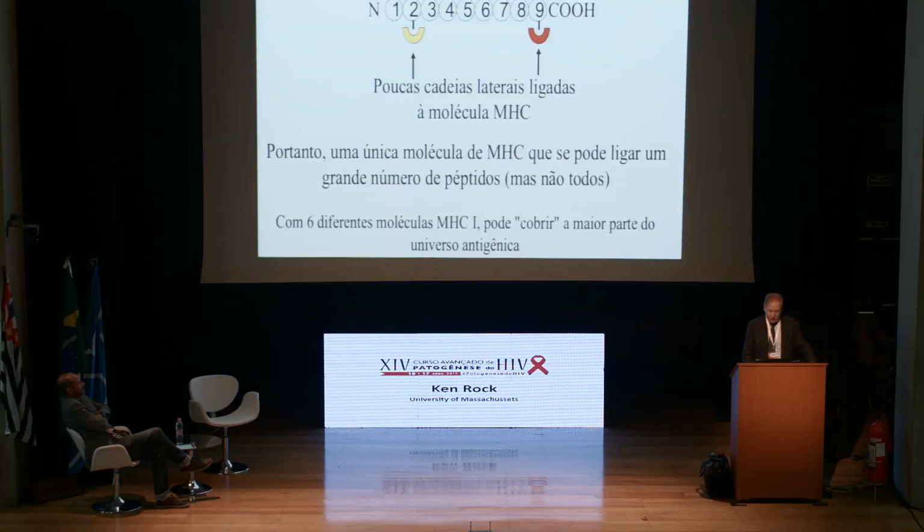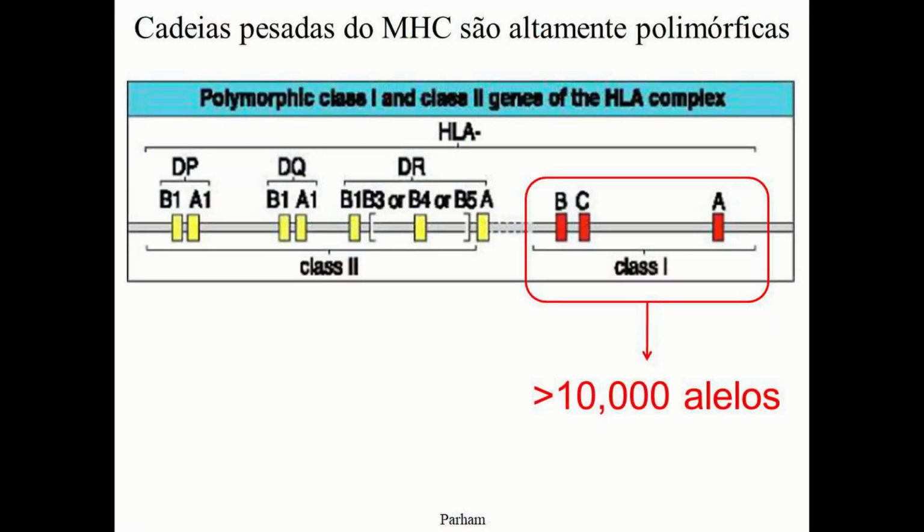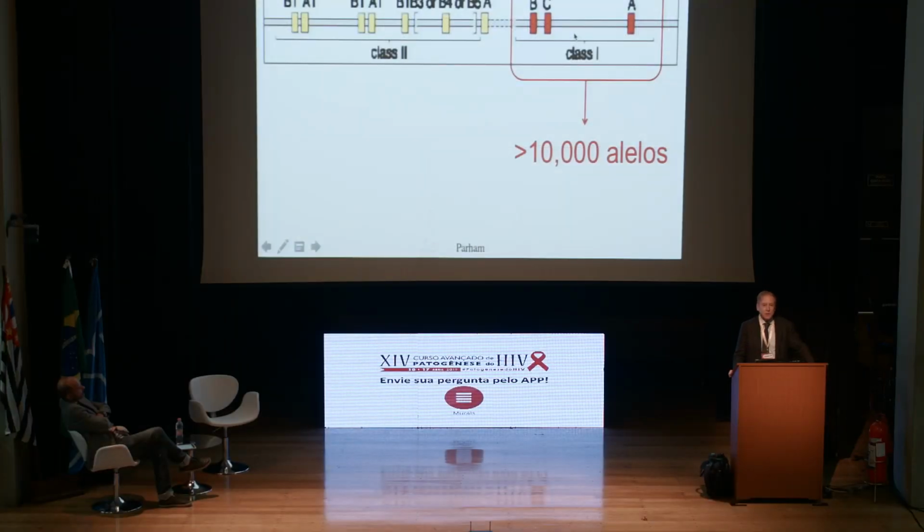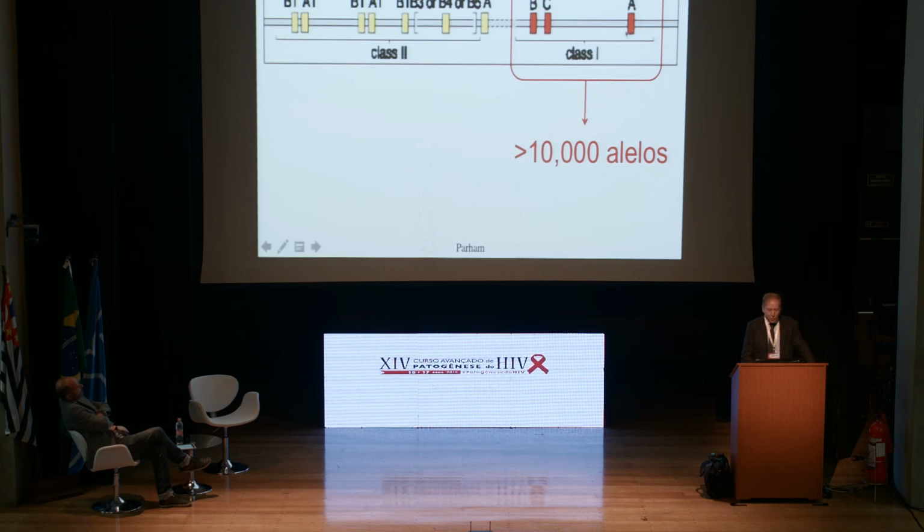Okay. Now, these MHC Class I molecules, the HLA-A, B, and C, are the most polymorphic genes in our species. There are well more than 10,000 different alleles for the Class I molecules in humans. And so that means that my MHC molecules are likely different than yours, and yours are different than your neighbor's, et cetera. Okay, so highly, highly polymorphic.